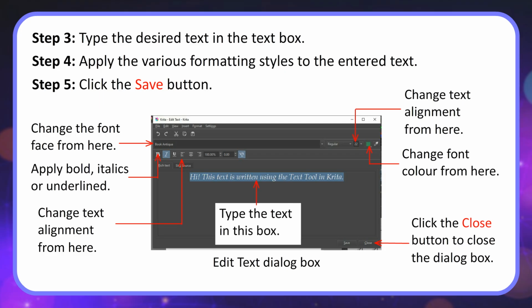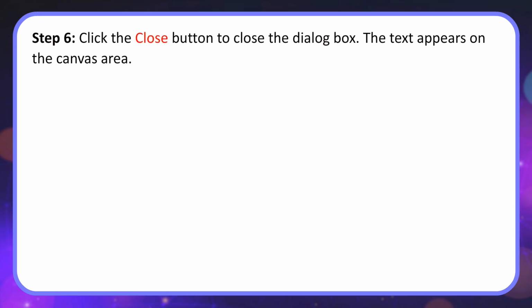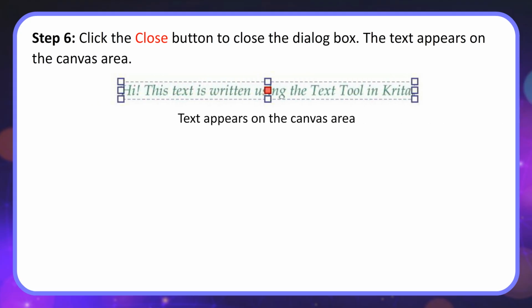Type the text in this box. Click Save. Step 6. Click the Close button to close the dialog box. The text appears on the canvas area.